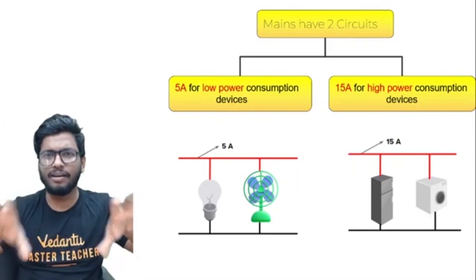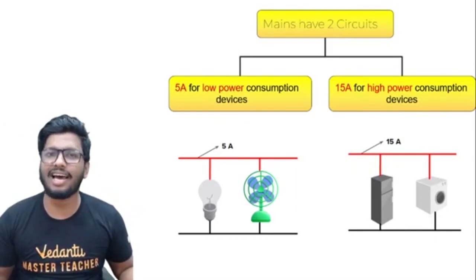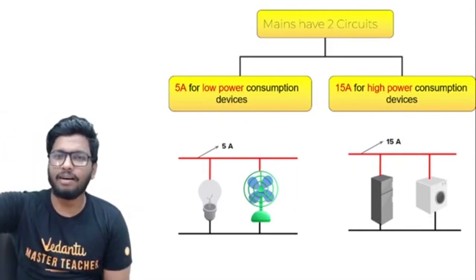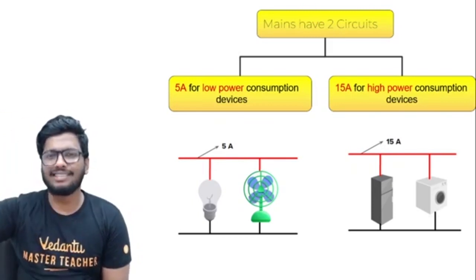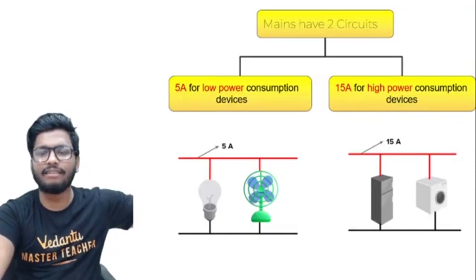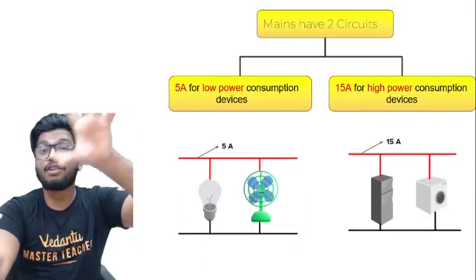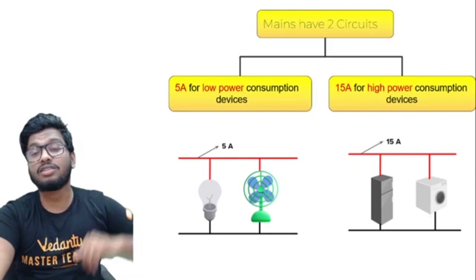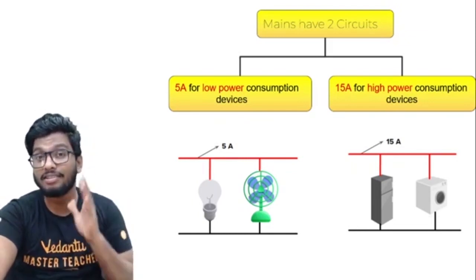Depending on this, we design the sockets as well. You sometimes have these three pin sockets. In some places you'll just have the 2-pin sockets. So 2-pin sockets mean that they can only give you 5 amperes current. But if you talk about the 3-pin sockets, those can give up to 15 amperes current.